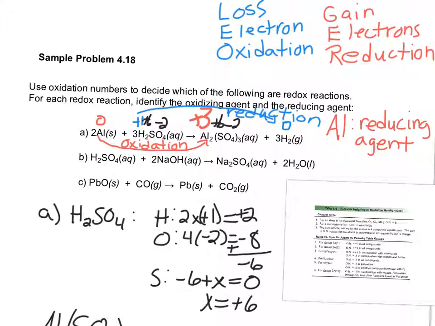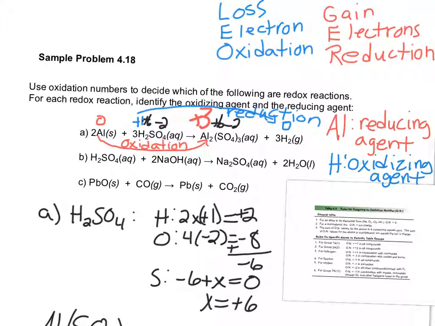All right, and what was it? Hydrogen? Yeah, so hydrogen, it underwent a reduction, so it is the oxidizing agent. And I'm going to leave B and C part for you to practice and do.